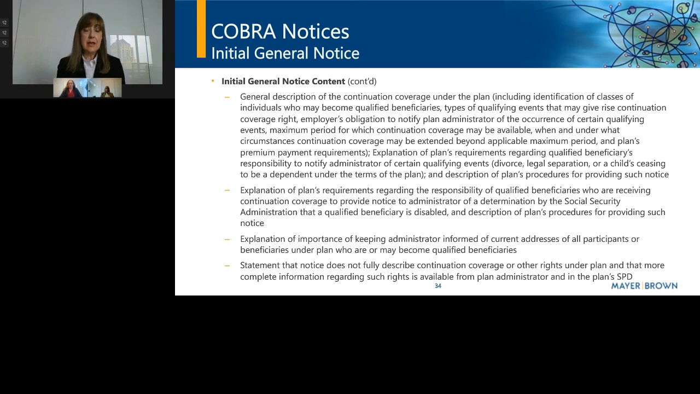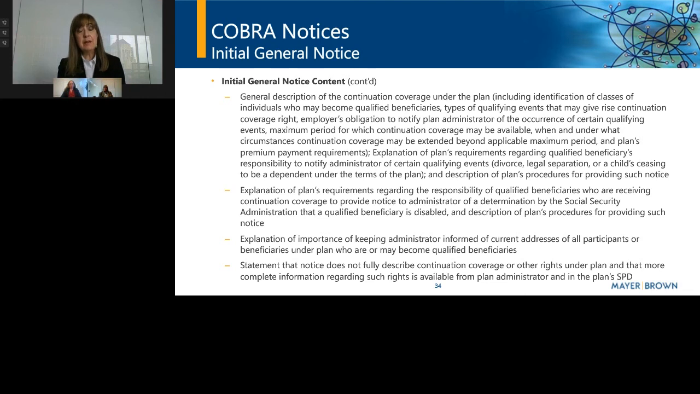Generally, you obviously have to identify the name of the plan. You have to provide names and contact information of individuals who can provide additional information about the plan and the COBRA coverage. And you have to explain generally what COBRA coverage is about. Who can be a qualified beneficiary? What is the range of the qualifying events? What are the timeframes associated with those qualifying events?